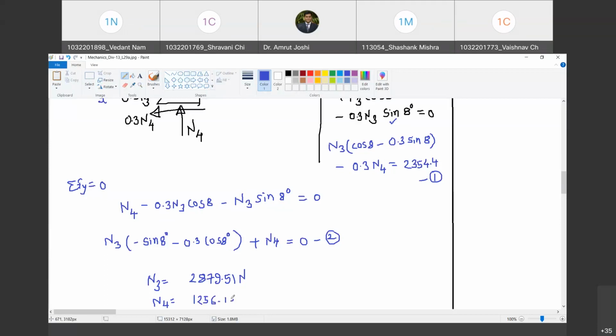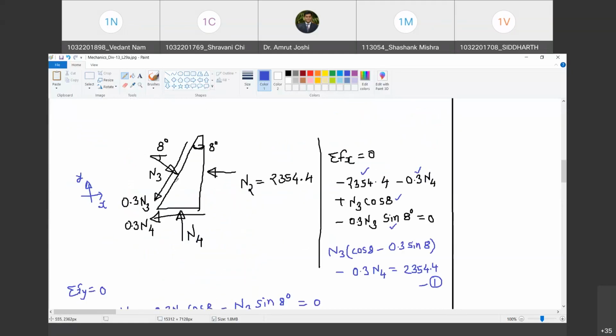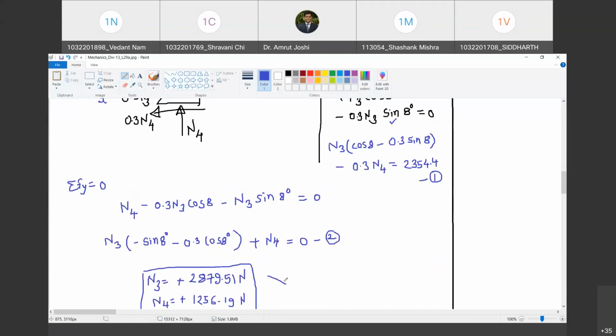Same answer, correct. So N3 is equal to 2879.51 Newton and N4 is equal to 1256.19 Newton. I may make calculation mistakes, so I need your support. When I am calculating, you also do it. N3 is this much, N4 is this much, and both are positive. Therefore, their originally assumed senses are correct. So N3 is this way at an angle of 8 degree. Are you with me? N4 is up.